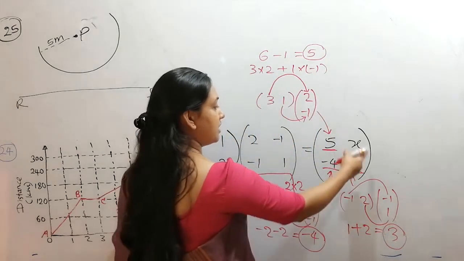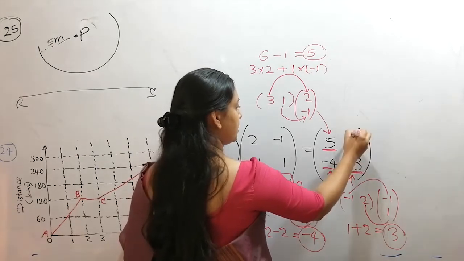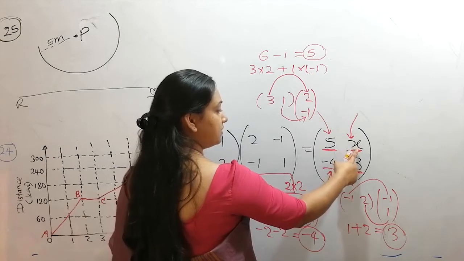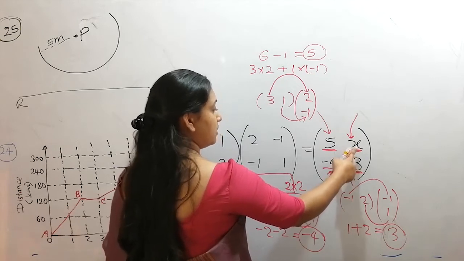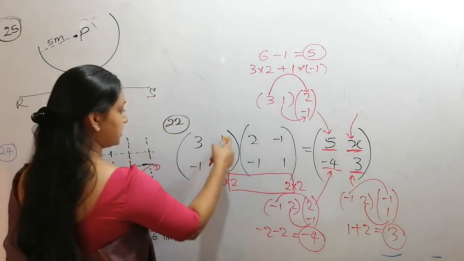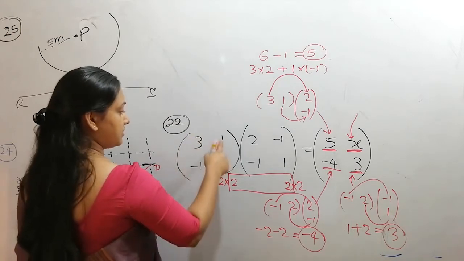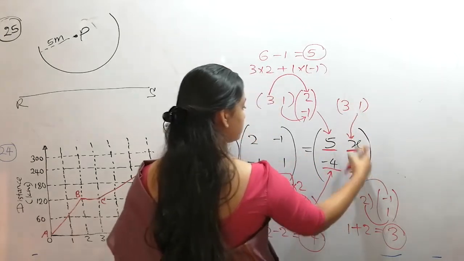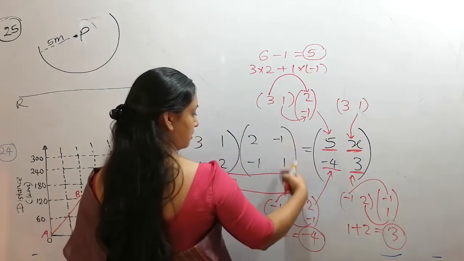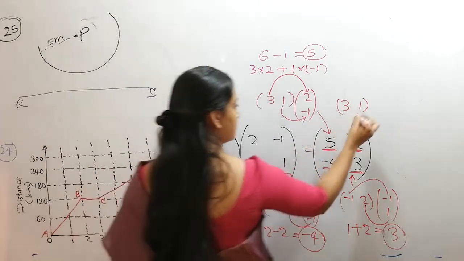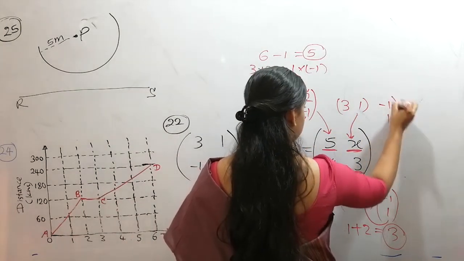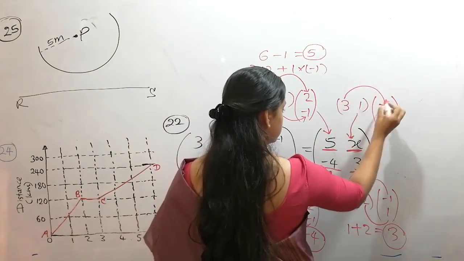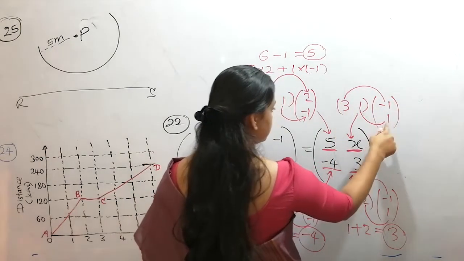Likewise, we can find the answer for this position. What should be the answer? This is the first row and the second column. Therefore we have to select the first row from the first matrix, then it is 3, 1. And the second column from the second matrix: minus 1, positive 1. Then we multiply first term with first term.